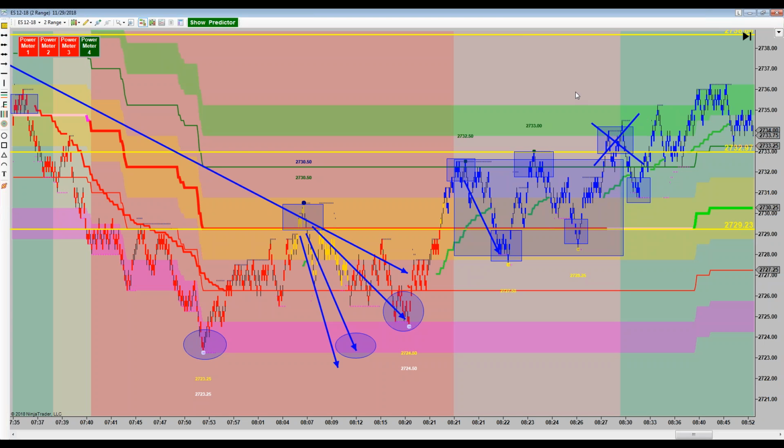I love that ES is slow enough. It's kind of like me. I'm an old man. I'm 57 now, so I move a lot slower than I did in my 20s, and ES is kind of my pace.